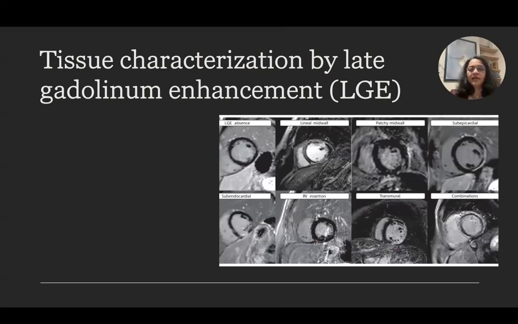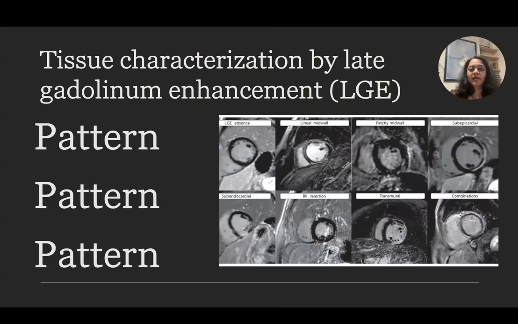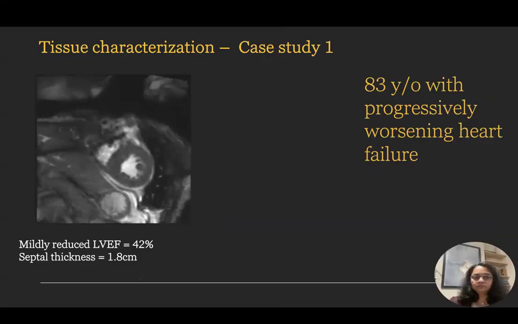Much of cardiac MRI-based diagnosis relies on pattern recognition of late gadolinium enhancement. The patterns may be described as subepicardial, subendocardial, patchy or linear midmyocardial, RV insertion point fibrosis, transmural, or a combination pattern. These are illustrated in these examples. Let us look at some case examples.